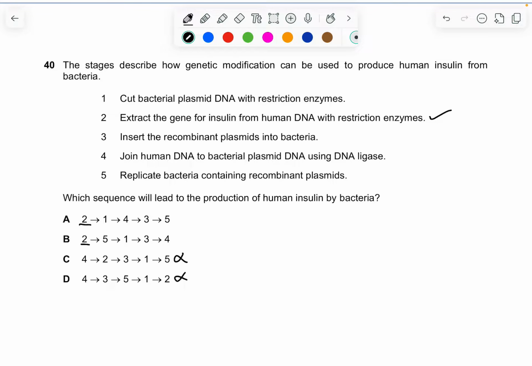Now let's see the next. The next one will actually tell you the answer already. Cut bacterial plasmid DNA with restriction enzyme. This is also correct. Number 5, replicate the bacteria containing recombinant plasmid. It doesn't match at all. How would you already cut and then replicate the bacteria that contain the recombinant plasmid? That doesn't click at all. So the answer is A.